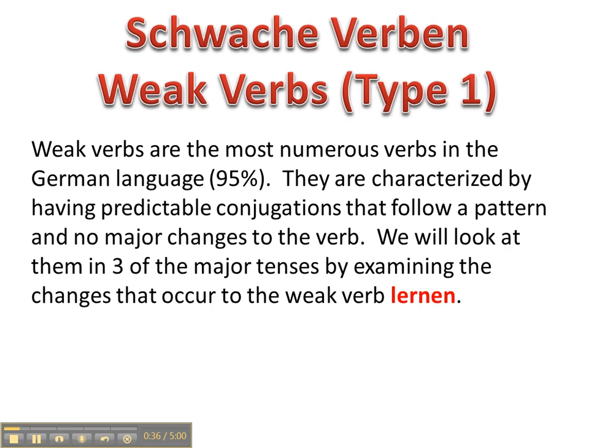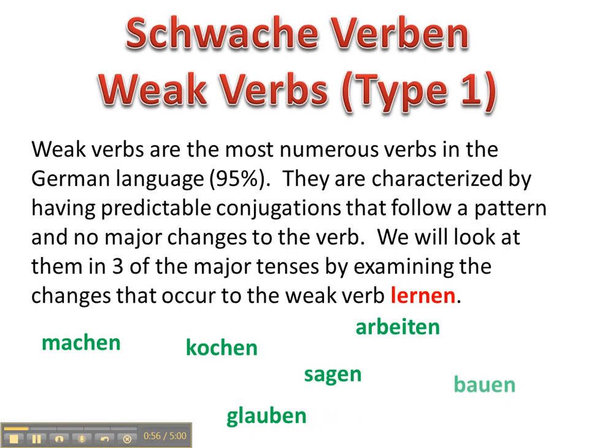They are characterized by having predictable conjugations that follow a pattern and no major changes to the verb itself, meaning no stem vowel changes or things going on. We will look at them in three of the major tenses by examining the changes that occur to the weak verb lernen. And here are just a few other weak verbs, and like I said, these are the most numerous category of verbs that there are. Thankfully so, as they are the ones that are most easily predicted in terms of their conjugations.